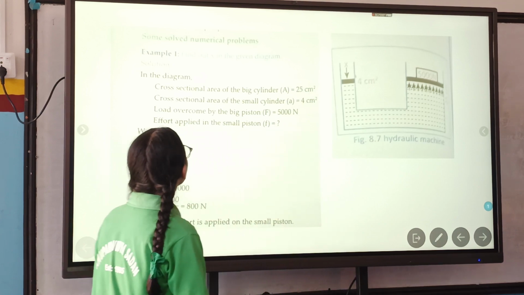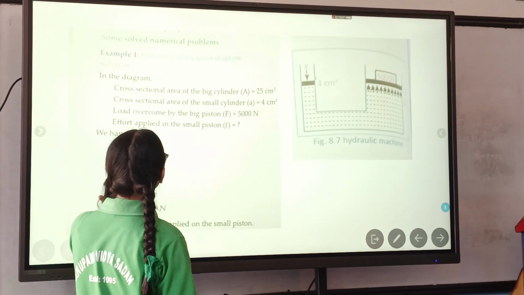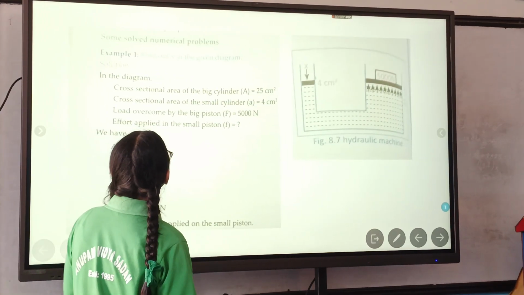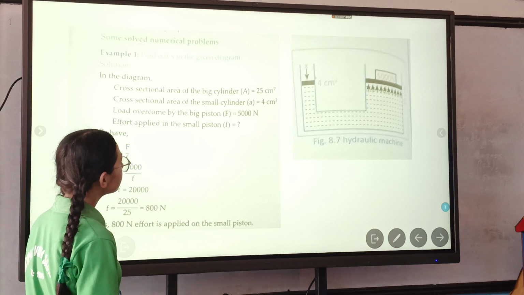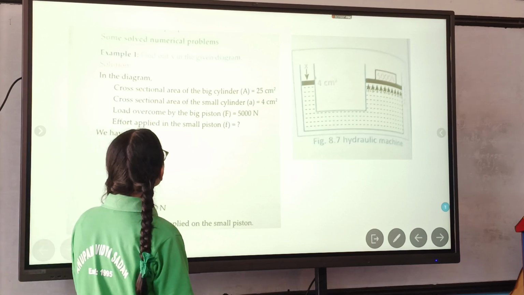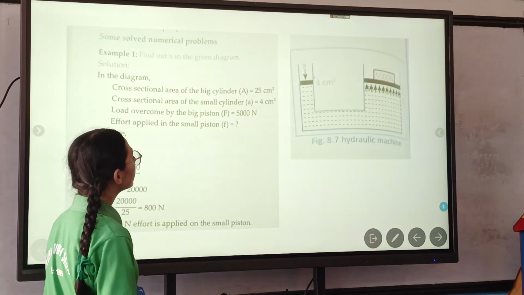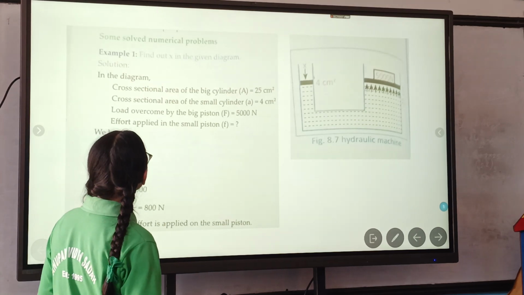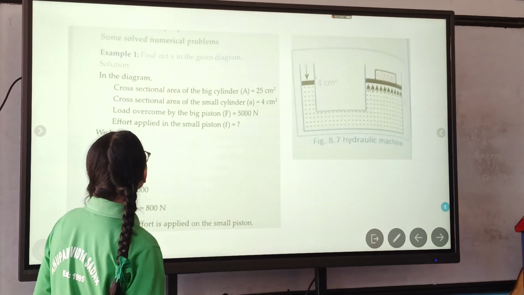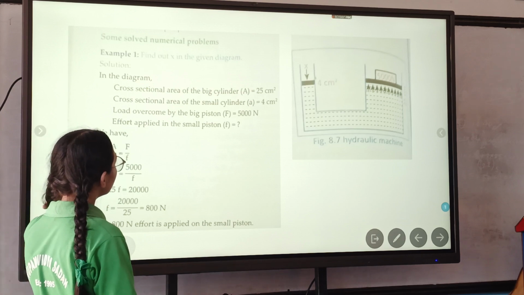Here is given a numerical problem. In the figure, we need to find the value of x, and in the figure, it is given the cross-sectional area of the big cylinder is 25 cm square. Cross-sectional area of the small cylinder is given 4 cm square.